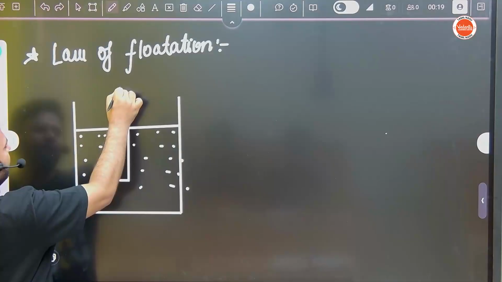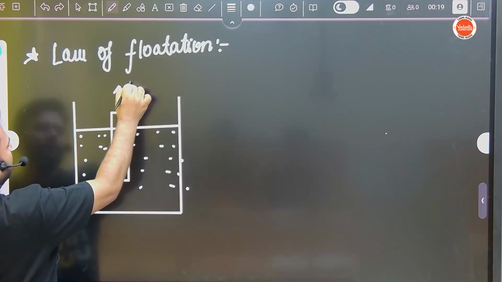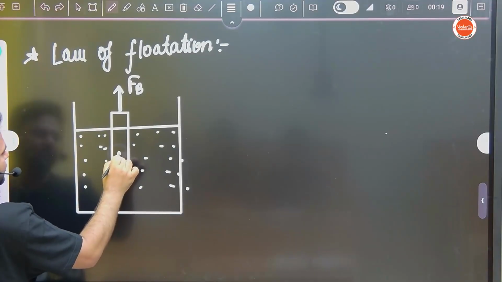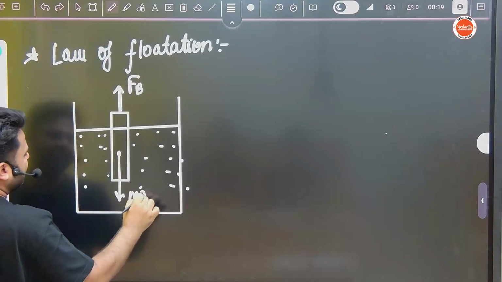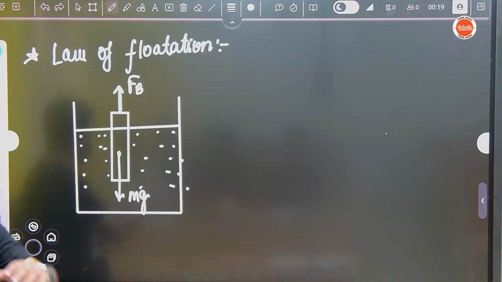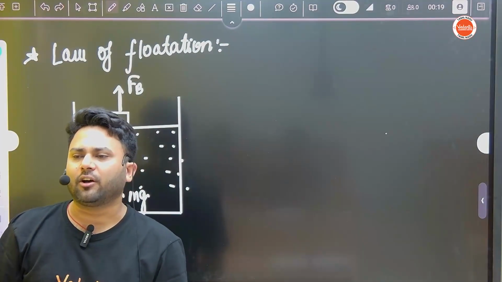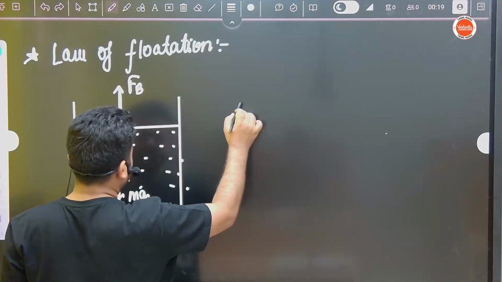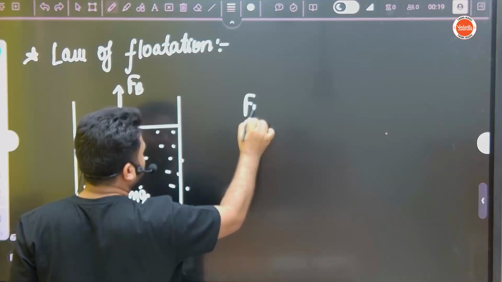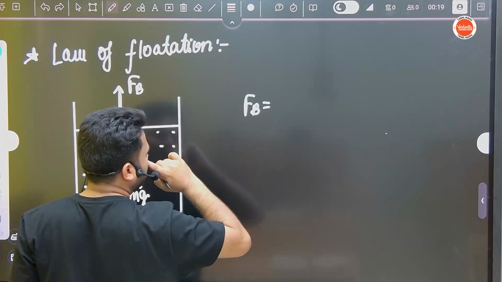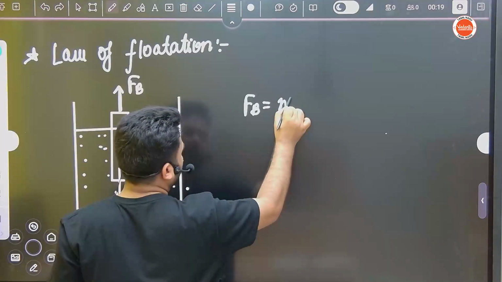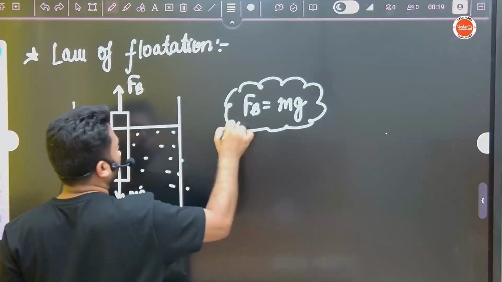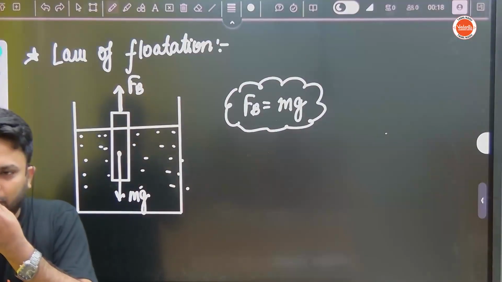Whatever upward force is there, the upward force was the buoyant force, and the buoyant force should be equal to the weight mg. They are balanced. If they are balanced, only then is it not accelerating down. Otherwise, it will accelerate down. So the law of flotation says that buoyant force should be equal to the weight of the object, or mg. This is the law of flotation. If it is floating, total upward force should be equal to total downward force.